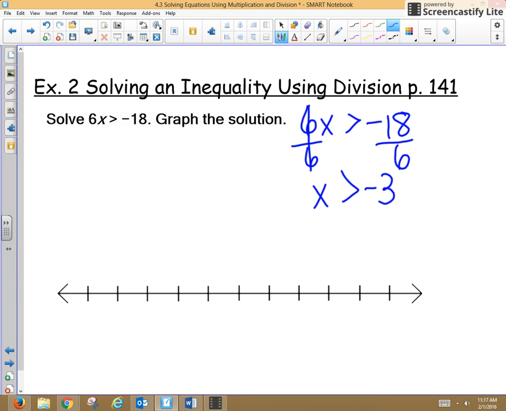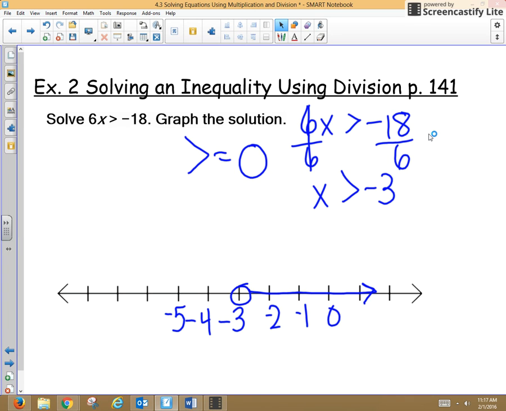Now I graph it on the number line. I'm going to say here's negative 3, negative 2, negative 1, 0. You can number your number line however you like. And x is going to be greater than negative 3, but it does not equal negative 3. This symbol means you will have an open circle. So I'm going to use an open circle at negative 3. If x is greater, you shade it to the right on the number line. Remember, don't shade above or below the line. It has to be on the line.